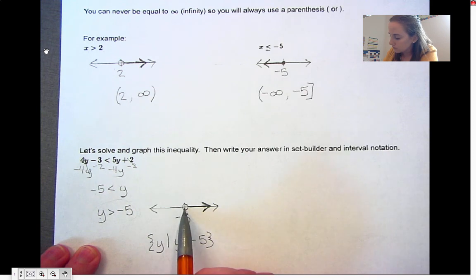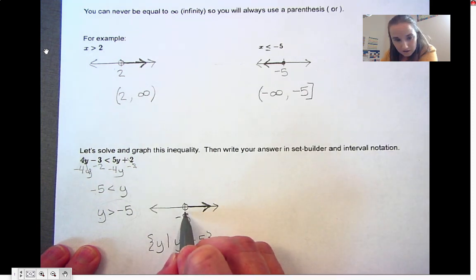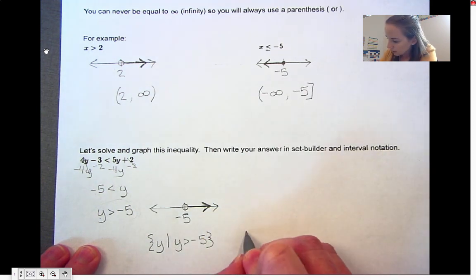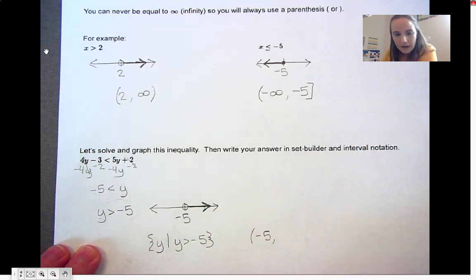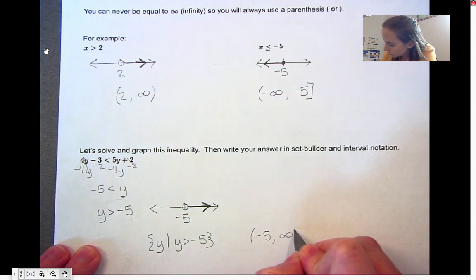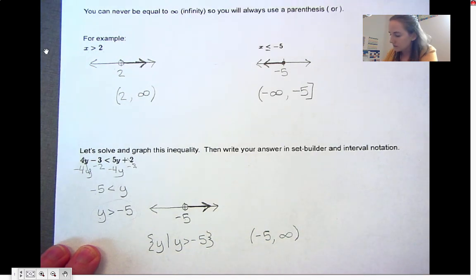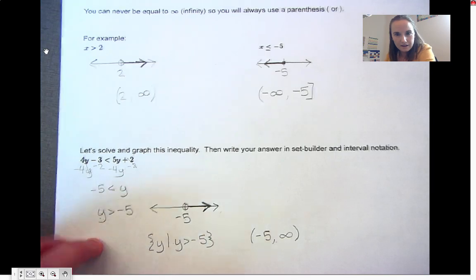Interval notation is starting at -5. We have an open parentheses, and we can go forever and ever all the way to infinity, but we cannot ever be equal to it, so open parentheses. This is set builder, this one's interval notation, and this is our number line. All right.